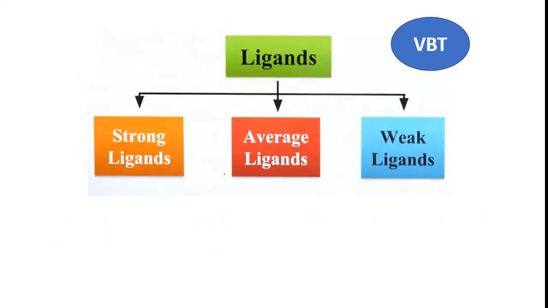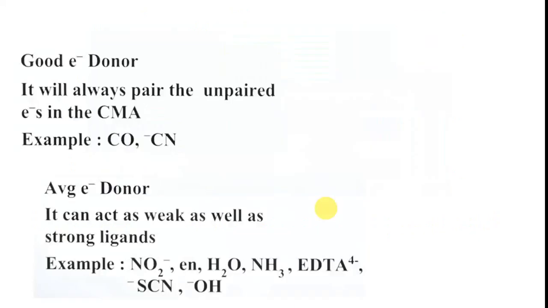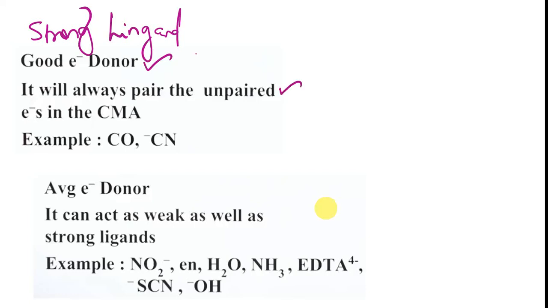Before getting into that, we have to know about the ligands, right? As per VBT, the ligands are divided into three types: strong ligands, average ligands, and weak ligands. Let's see one by one. Strong ligands. Strong ligands, in the sense, should be a good electron donor. It will donate the electron instantly, and it will always pair the unpaired electrons.